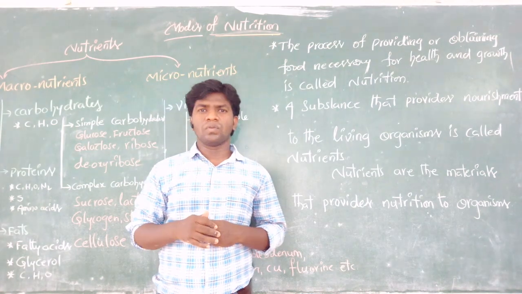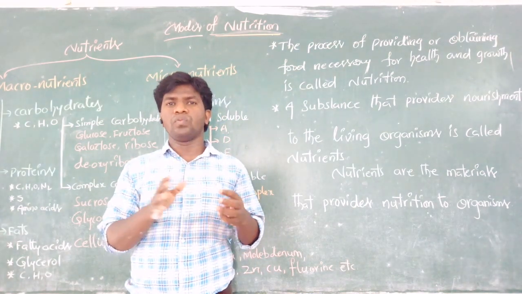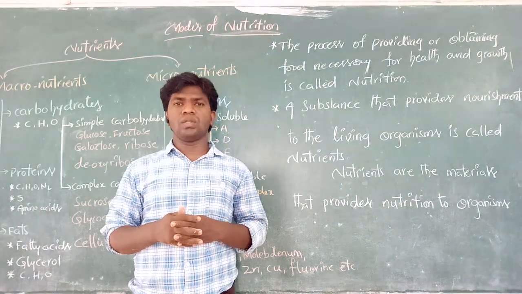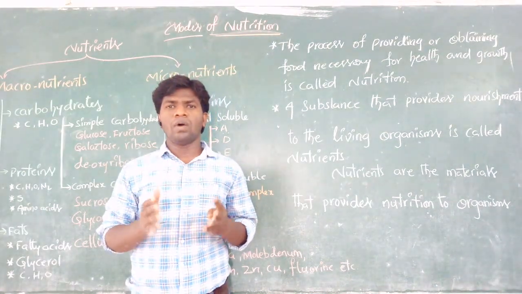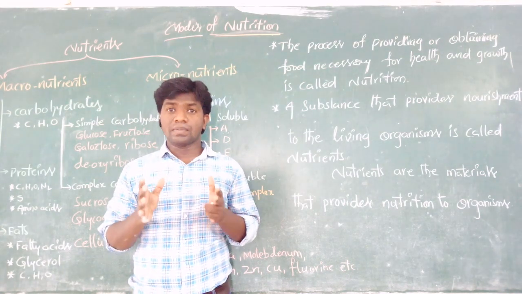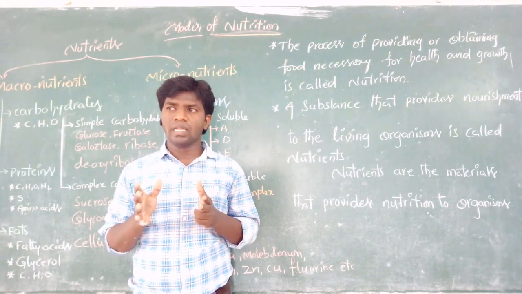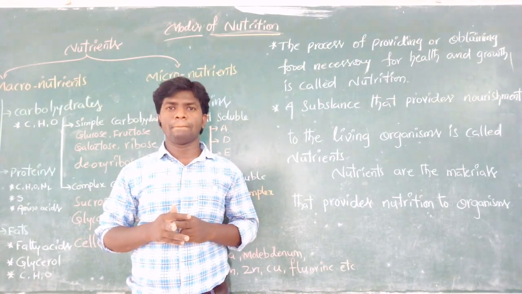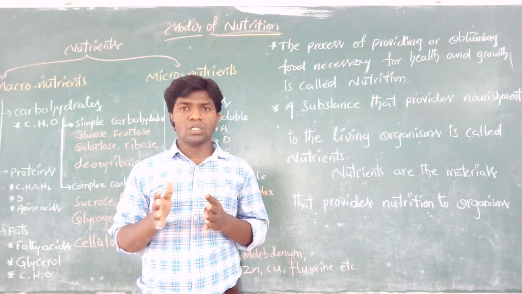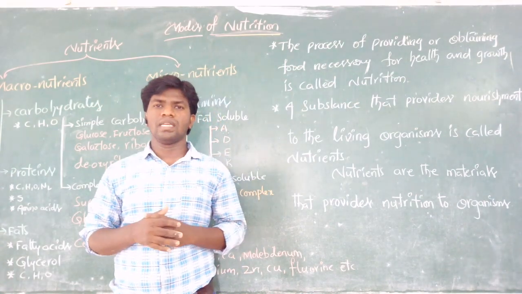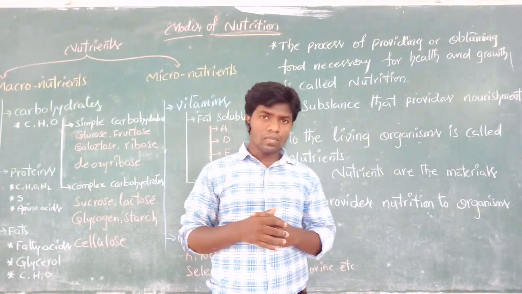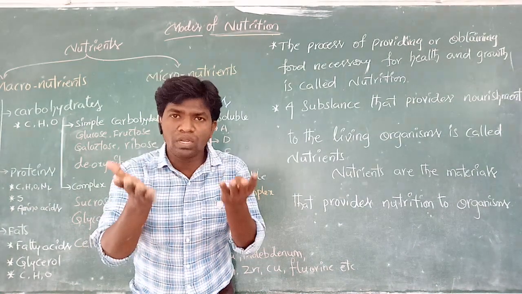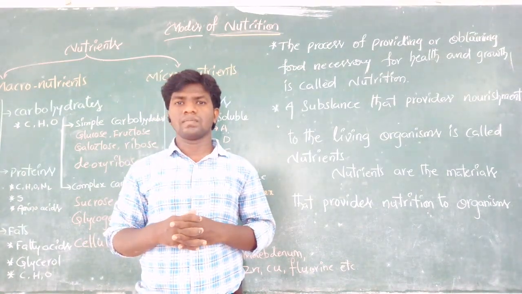In earlier classes we have already learned about the different food components present in food. The food components are nothing but nutrients. So what are nutrients? A substance that provides nourishment to living organisms is called nutrients. Nutrients are the materials that provide nutrition to organisms.